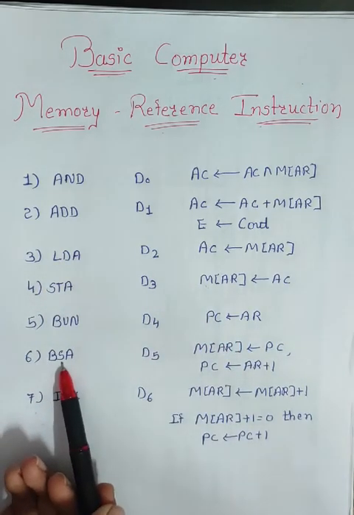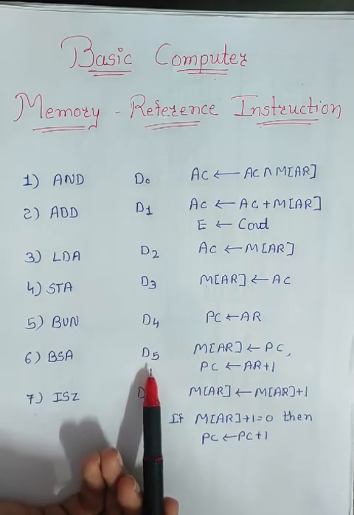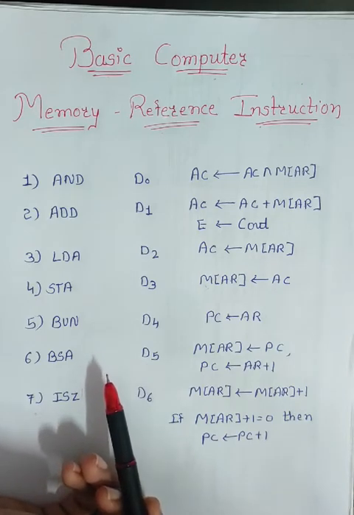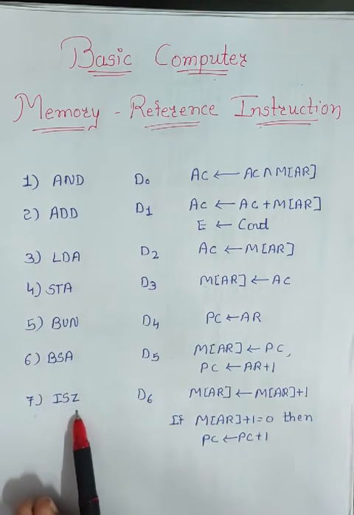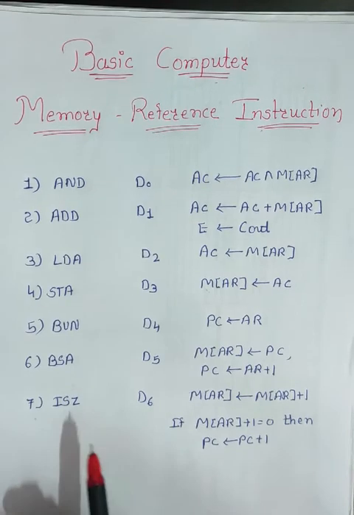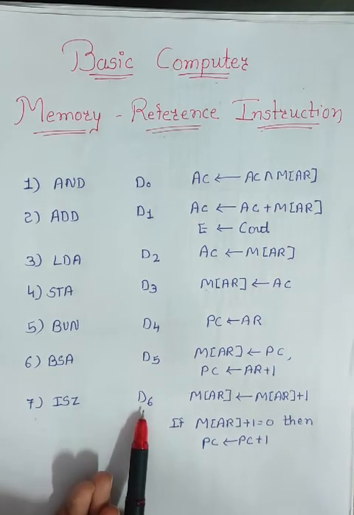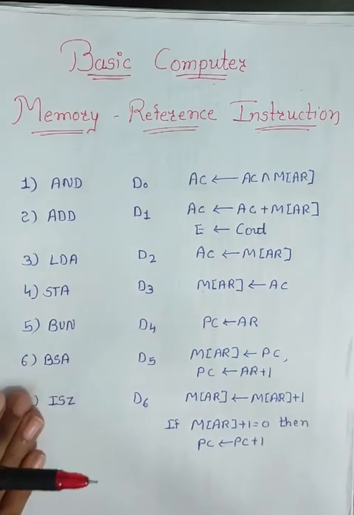Then BSA, branch and save return address, has the D5 signal. If you want to complete a particular subroutine and return back to a particular address, at that time BSA is used. I will explain all this in detail. And ISZ, that's increment and skip if 0. It will increment the content of memory, and if it is 0, then it will skip the next instruction. That has the D6 signal. Now let us see all these instructions in detail.